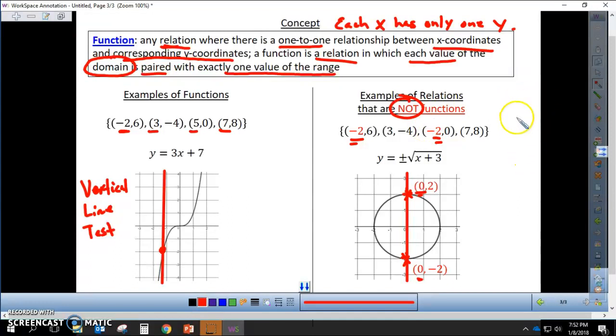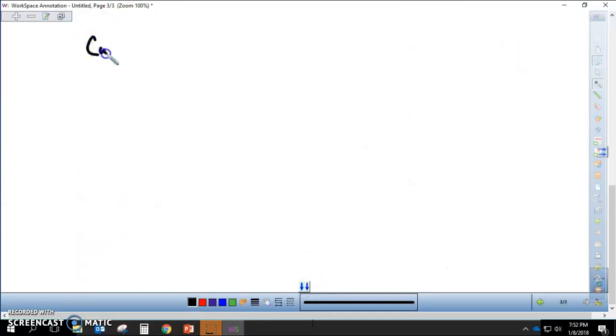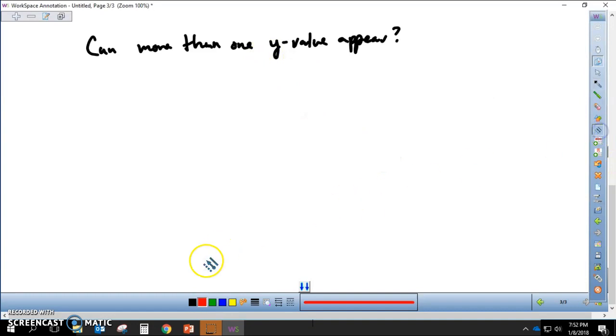All right, now is it okay for more than one y value to exist? That is perfectly fine. A good example of this, and I'll pose this question: can more than one y value appear or exist? Can a y repeat with a different x? And the answer to that question is yes. Here's an example of that.